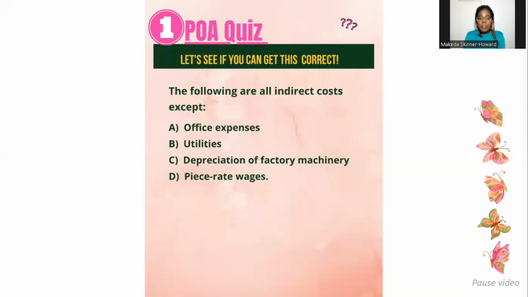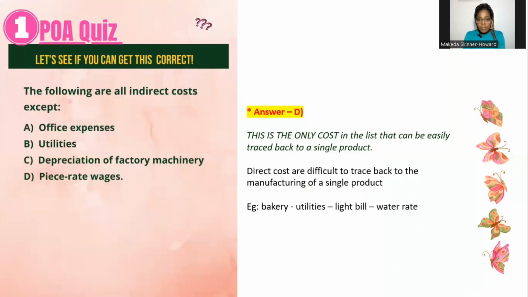Let's go. Number 1, the following are all indirect costs except. So we have office expenses, utilities, depreciation of factory machinery, and piece rate wages. One of these 4 here is not the indirect cost. Which one would it be? The answer here is D. This is the only cost in the list that can be easily traced back to a single product. The piece rate wages is going to be easy to track back and say, okay, this is the amount of wages, or this is the cost that relate to this product.